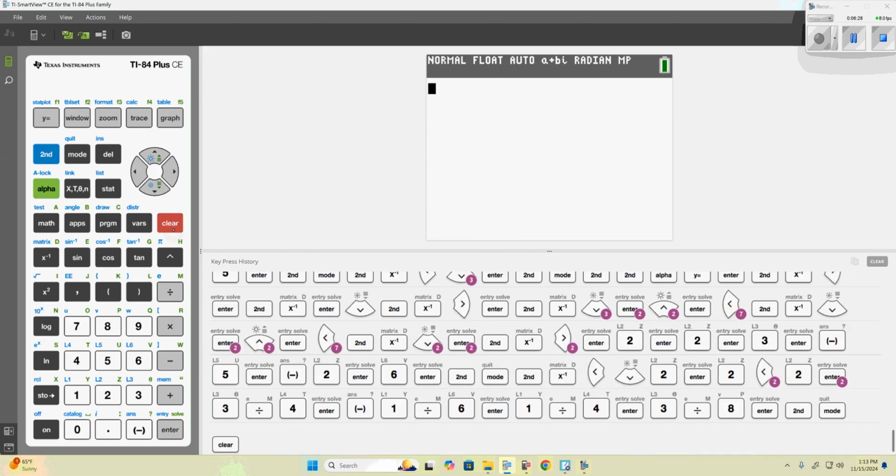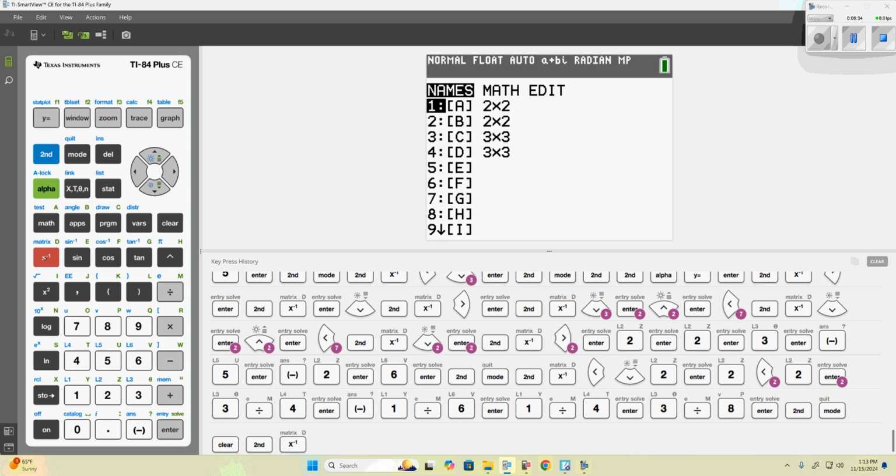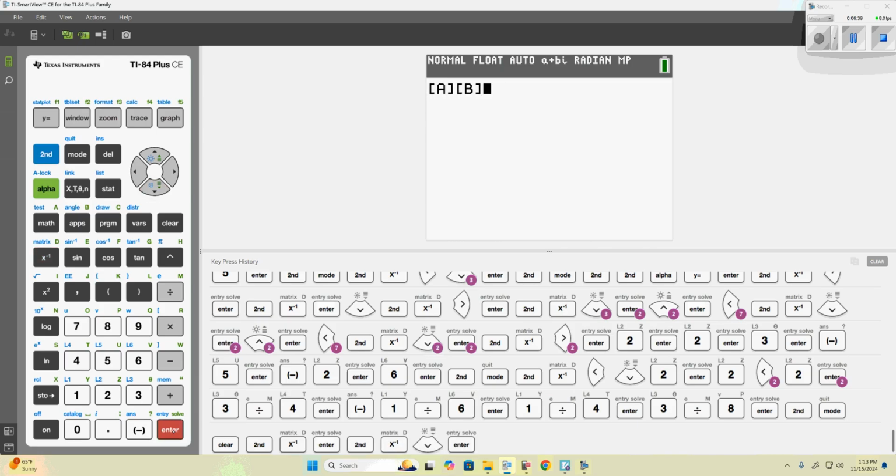Questions on how we typed any of this in? So we want to see if they are indeed inverses. And to do that, we're going to take A and multiply by B. And A times B is this here.